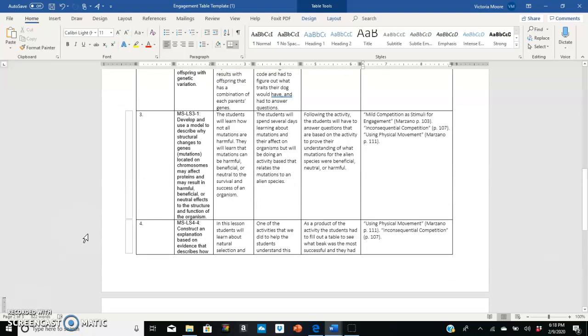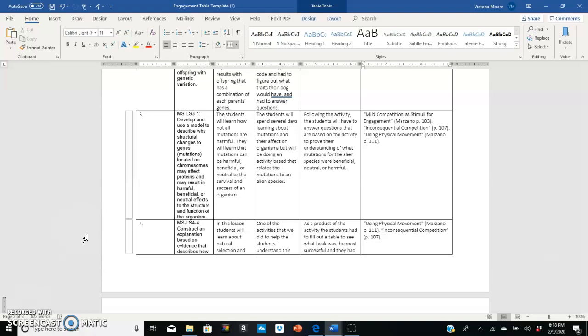MS-LS3-1 was my next one that I decided to do. Develop and use a model to describe why structural changes to genes, mutations located on chromosomes, may affect proteins and may result in harmful, beneficial, or neutral effects to the structure and function of the organism. So the students are learning how not all mutations are harmful and how some are beneficial and some are neutral, and how these mutations affect the survival of an organism or a species.